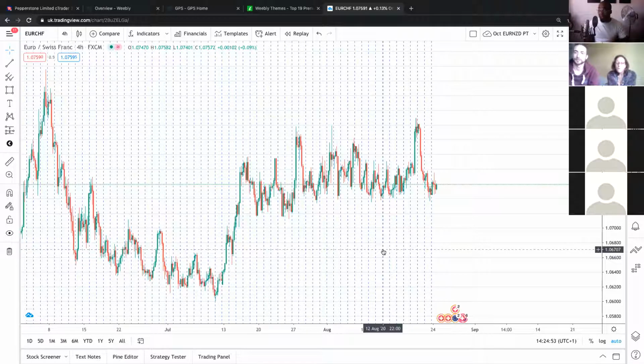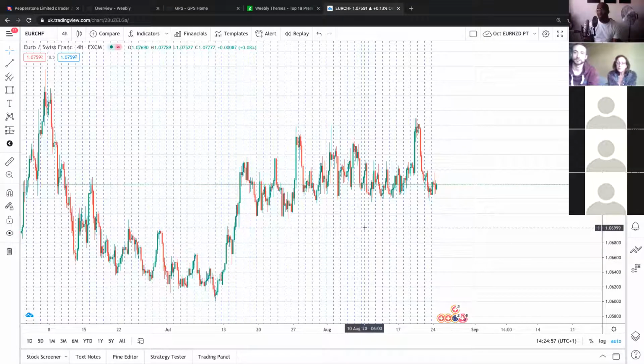So the reason why I mentioned the fact that the Swiss franc is a safe haven is because that means the strength of the Swiss franc will usually be quite strong during times like this. So if you're taking a long position on the euro, you want the Swiss franc to be weaker and the euro to be strong, and thus the chart will move up.